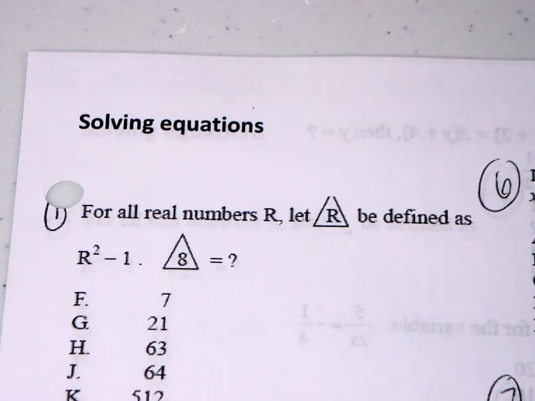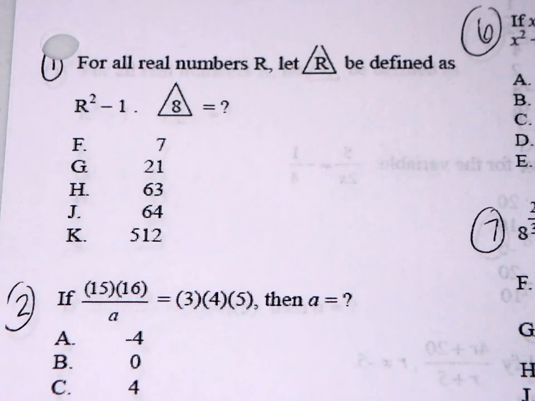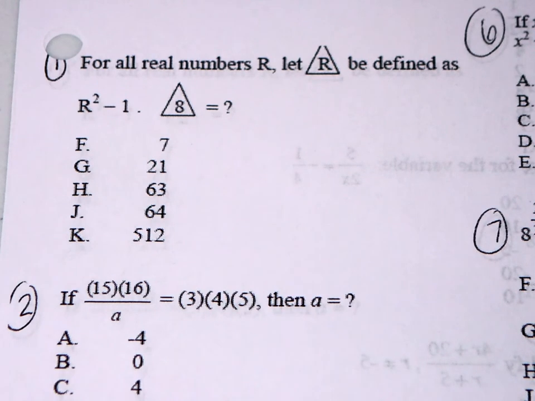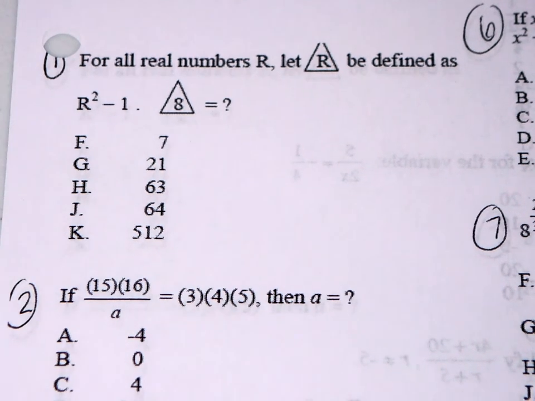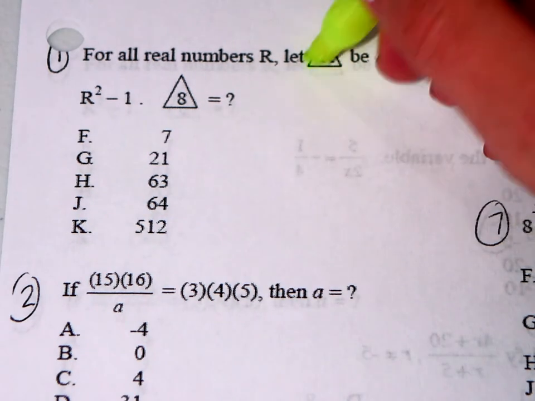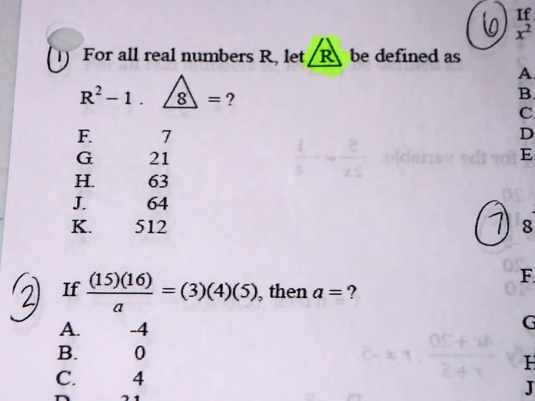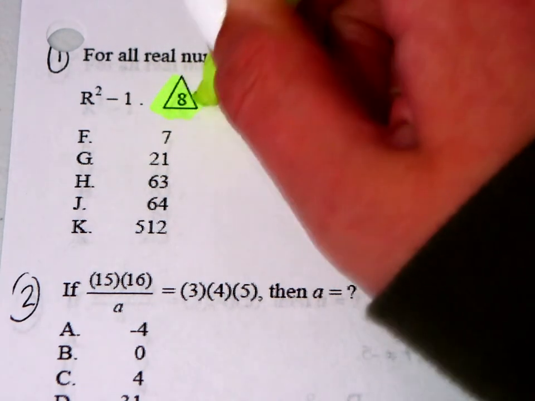Okay, we're going to do the solving equations worksheet. So this says for all real numbers r, let triangle r be defined as r squared minus 1. What is triangle of 8? So this problem is not as hard as it looks. I know it might look a little difficult, but honestly, it's just fancy substitution, which is what I like to call it, because honestly, that triangle has no purpose other than telling you that the r value is 8.